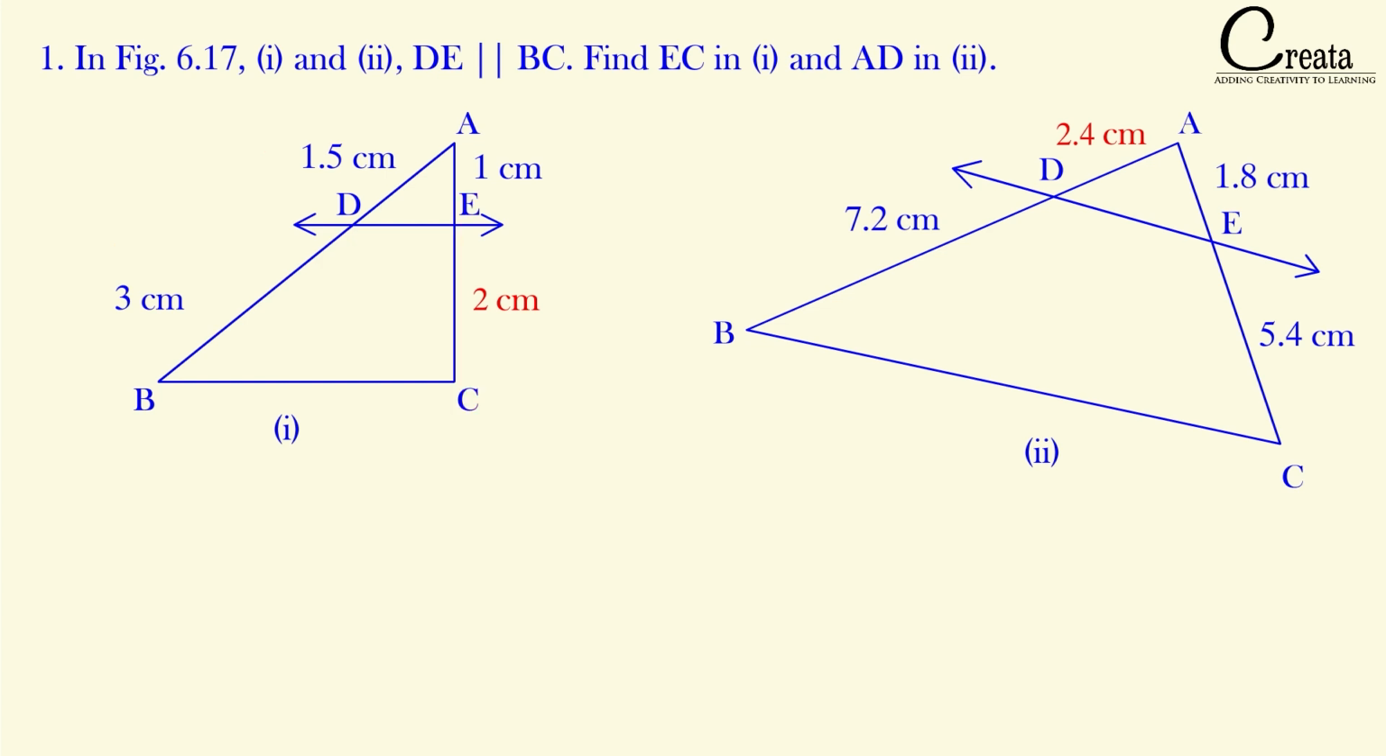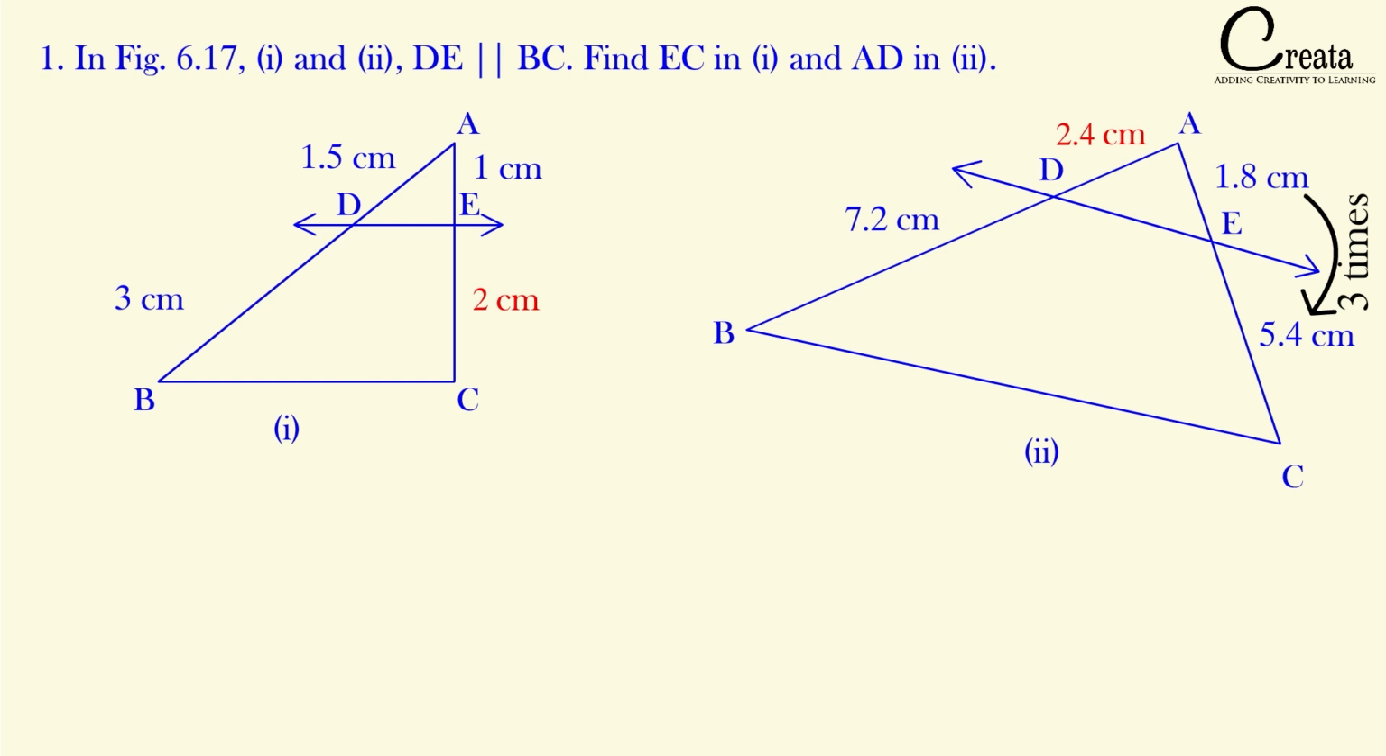Got it? Similarly, let's apply the same concept on the figure 2. If you observe AC, the right hand side of the triangle, here 1.8 cm and 5.4 cm are given. Basically 5.4 cm is 3 times of 1.8 cm.